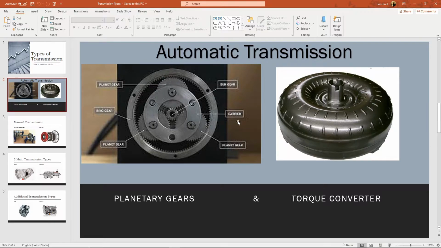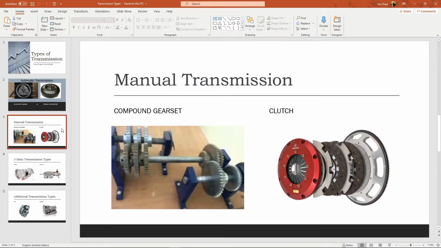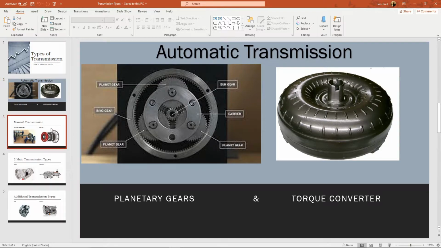When I ask you again next week, you'll say an automatic has planetary gears and a torque converter. So what makes a manual transmission a manual? Compound gear sets and the fact that it has a clutch. So let's stand right here.